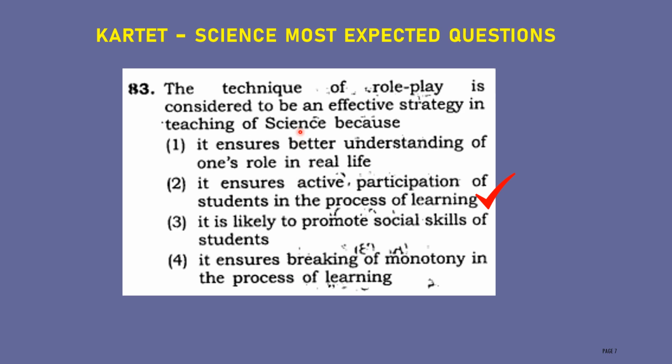When a question like this is given, they are asking for the most effective strategy in the teaching of science. All four will look like the same answer, otherwise correct, because here they are asking which one is the most effective strategy. Then option 2 is the correct answer, because it ensures the active participation of students in the process of learning.